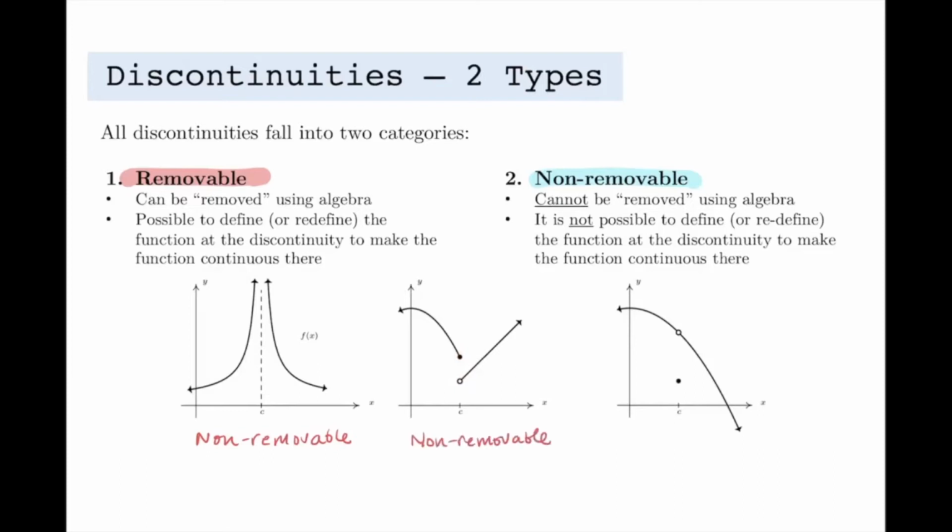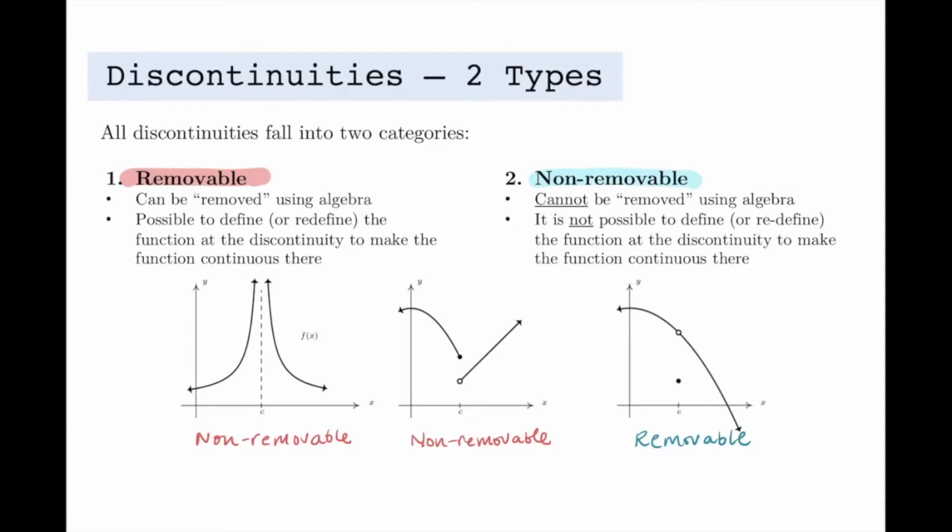However, if we look at the last graph, we see that we have another discontinuity at x equals c, but this time we could actually change the function value, which is this point right here, and move it up to the hole. If we did that, then the graph would be in one piece and the function would be connected. So this is what a removable discontinuity looks like.